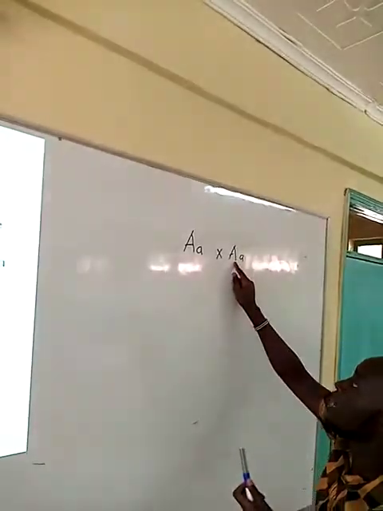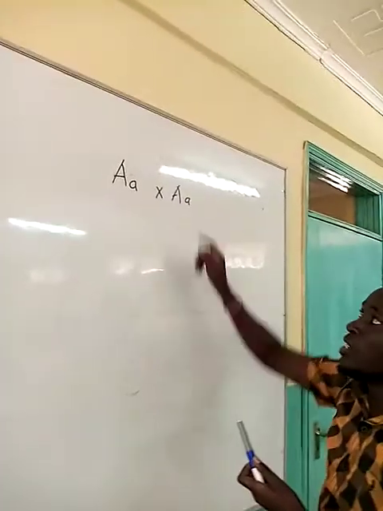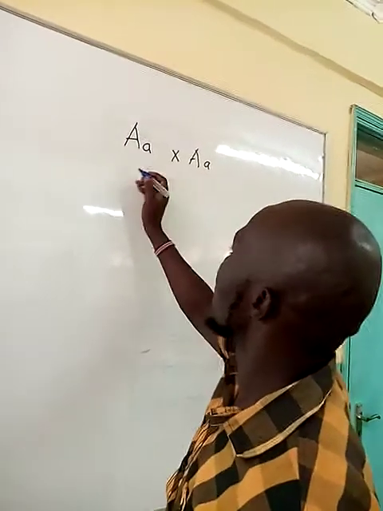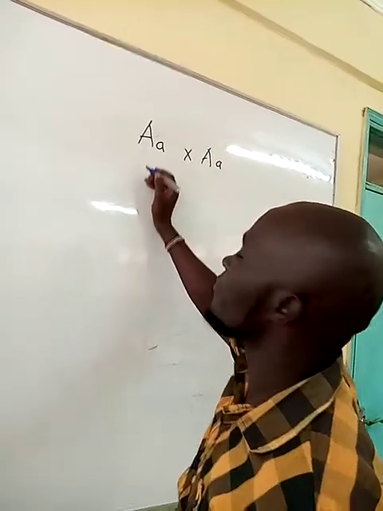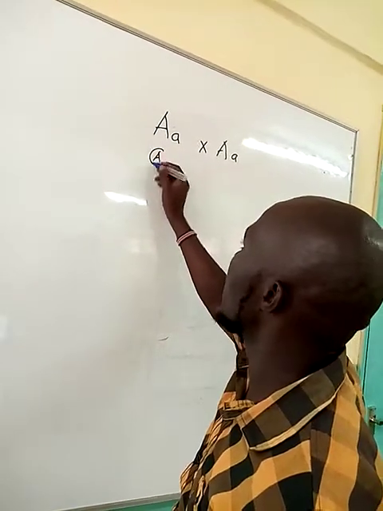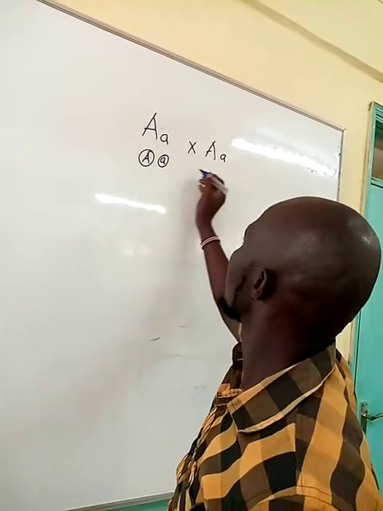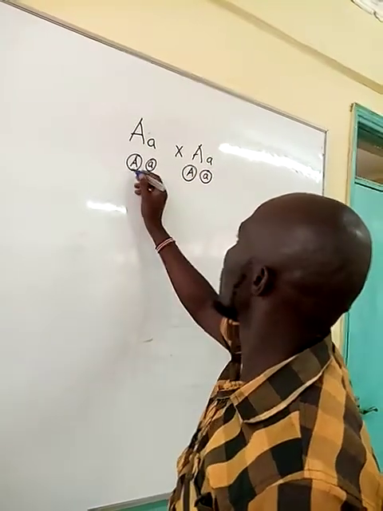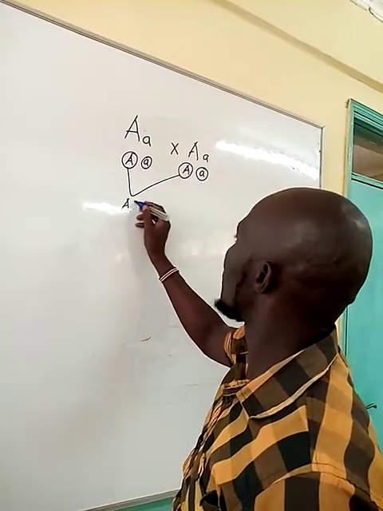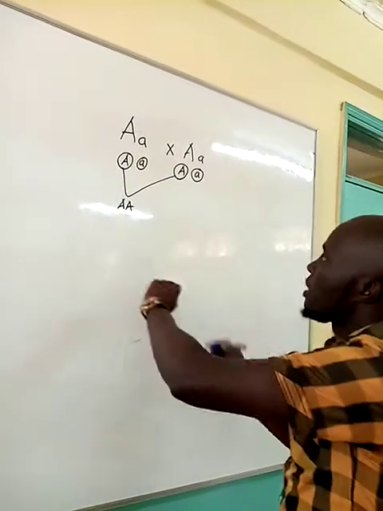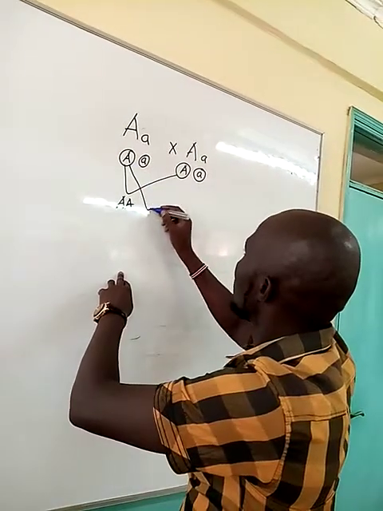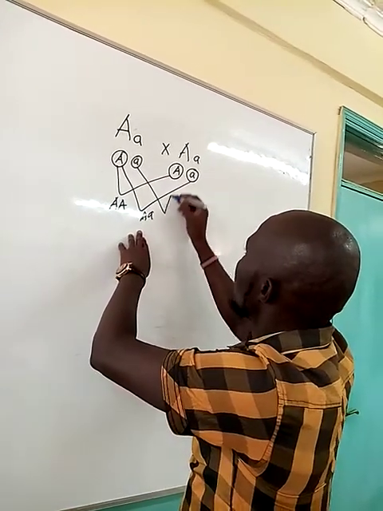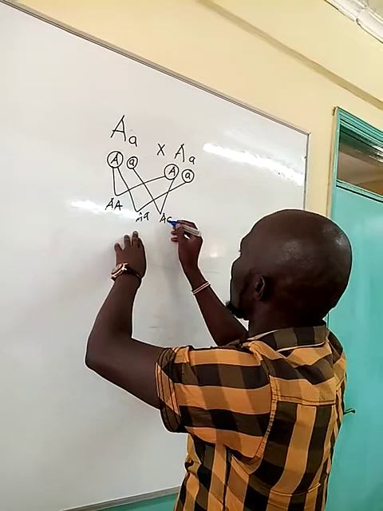Same to capital A, which is dominant over small a, which is defective in this case. So if we segregate them to form gametes, we are going to have capital A, small a, capital A, small a. Then when you cross them, we are going to have a person with normal skin pigmentation. This one here, capital A, small a. Then we have capital A, small a.